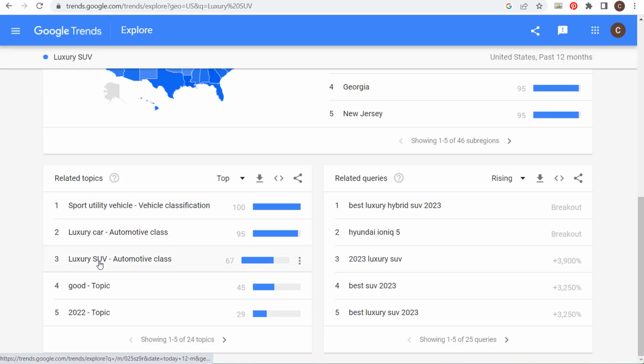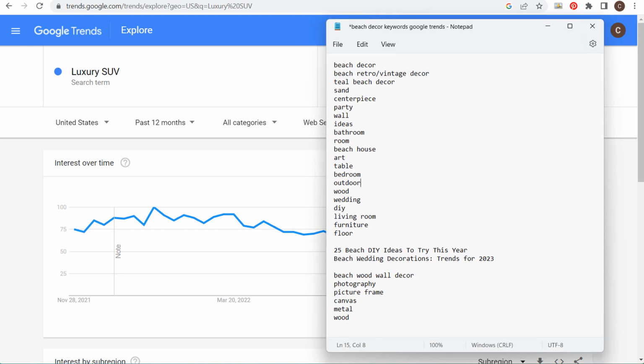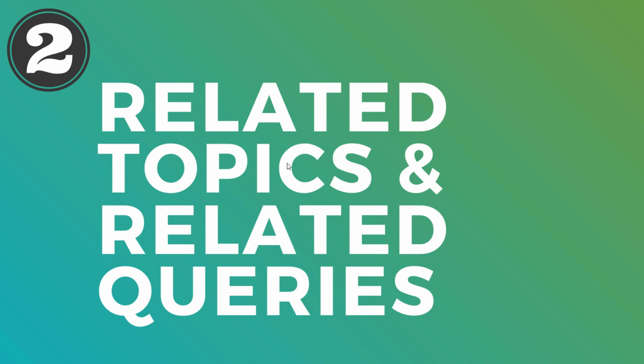So some of the related topics. So you could also click on luxury SUV or luxury car, sport utility vehicle to try to get some more data as well. So related search terms, you're going to get some different search terms here. So you could always use the topic and the search term. And what I do a lot of times when I'm coming up with a keyword list, this was my previous video, is I use Google Trends to build this keyword list and then to start coming up with some different content ideas. So it's a really good tool to do that. And the related topics and related queries is the best way to find the exact things people are searching and what's becoming more popular that you can take advantage of from a marketing standpoint.